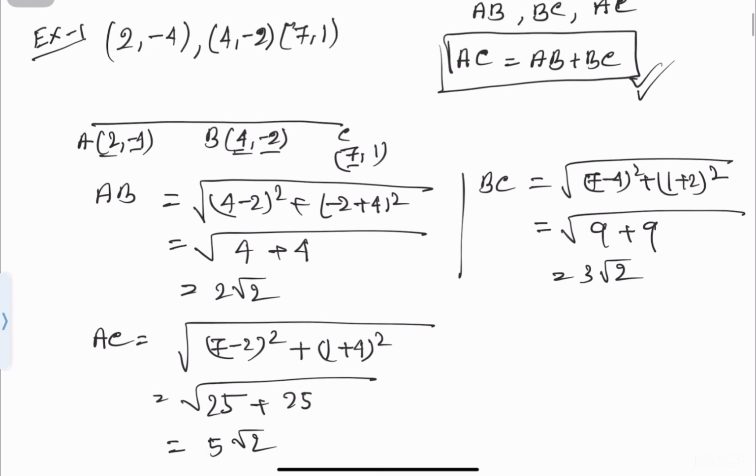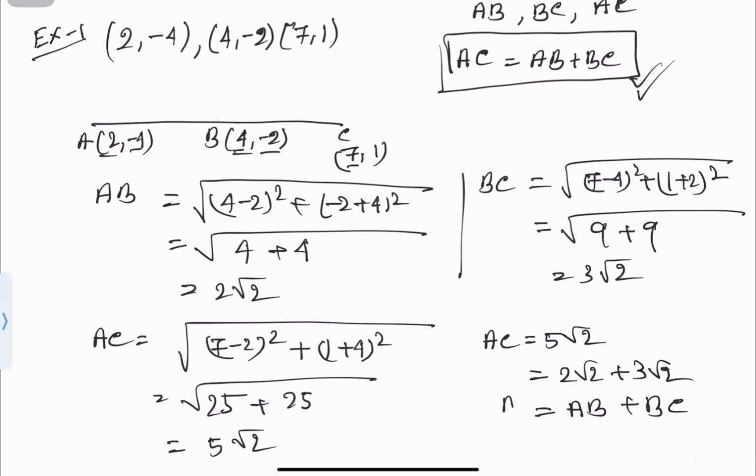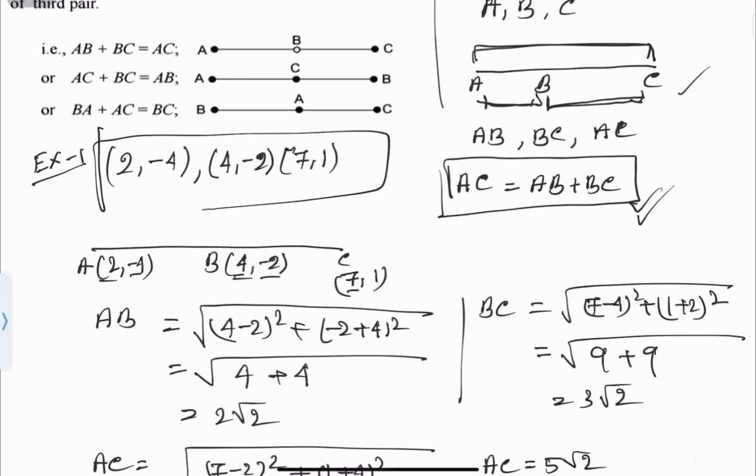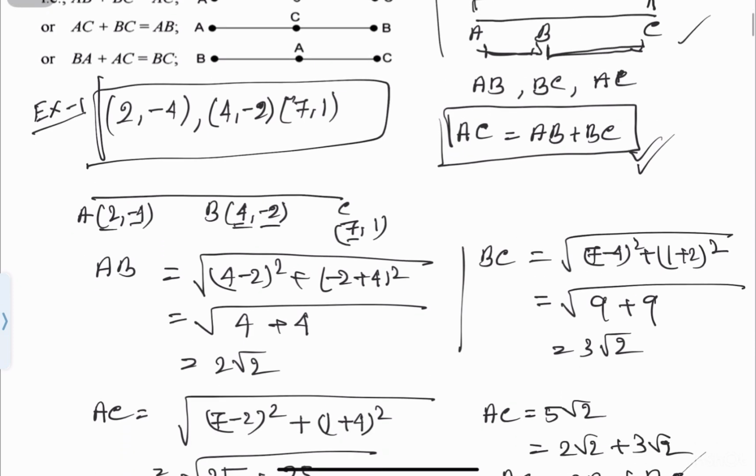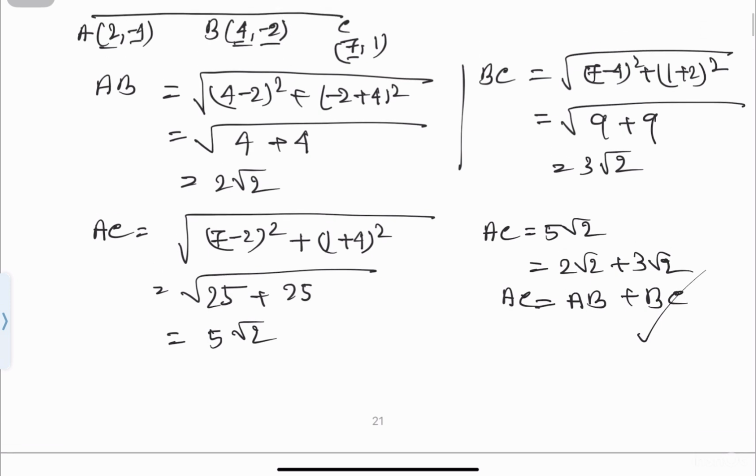Look here, AC equal to 5 root 2. Clear? I can write 5 root 2 as 2 root 2 plus 3 root 2. Yes or no? Yes. Then what is 2 root 2? AB. What is 3 root 2? BC. So AC equals AB plus BC. Our condition is satisfied. That means the given 3 points are collinear. This is our test for checking collinearity.